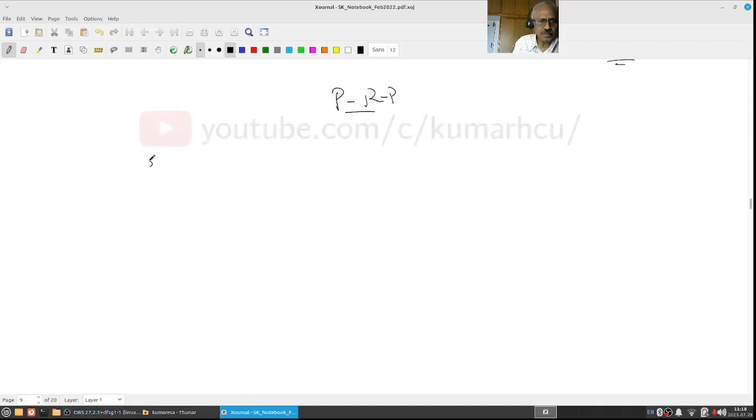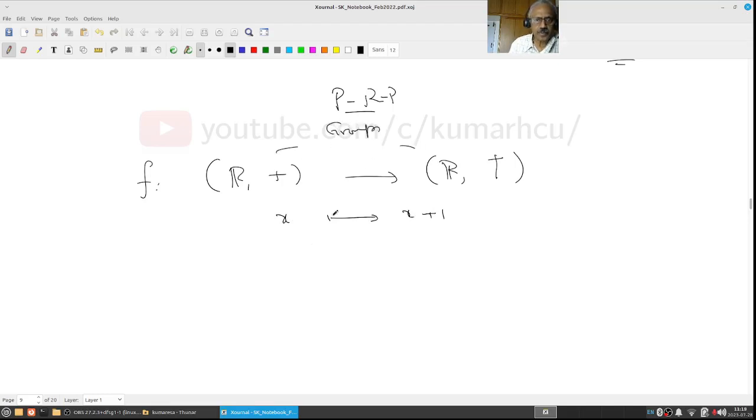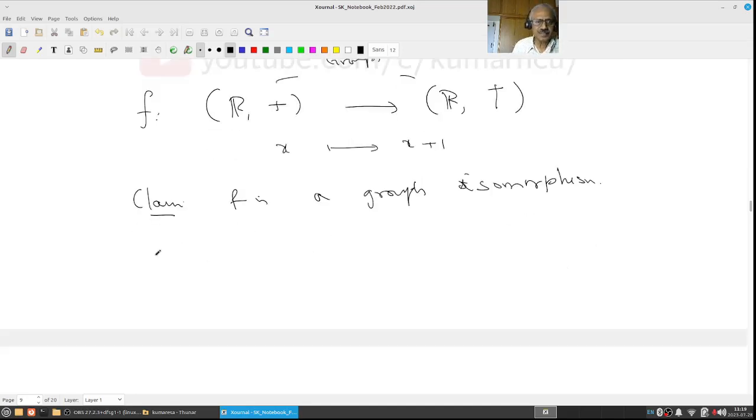So now let us look at this f from R with addition to R with dagger. What is the map? x going to x plus 1. Now we know both are groups. Now I claim f is an isomorphism of groups. But that is by the very definition. You just go through it carefully. Later you don't have to check; you will be convinced. We simply transfer the structure. There is nothing more to it. So whatever you are doing is the same.